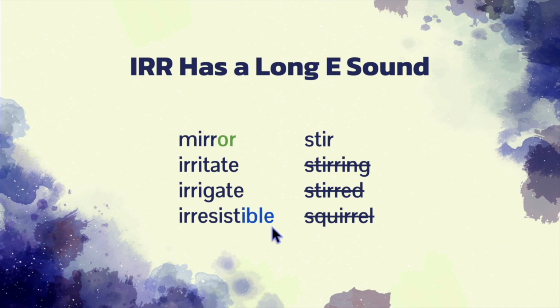Irritate, irrigate, here's the suffix ible, irresistible. This does not apply if you have a verb that ends in IR, such as stir, and you have to double the R before adding a suffix that starts with a vowel. So this is still stirring, and this is stirred because they came from the root stir. This also does not apply in the word squirrel.